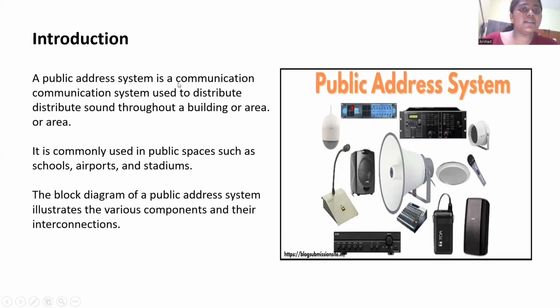A public address system is a communication system used to distribute sound throughout a building or area. It is commonly used in public spaces such as schools, airports, and stadiums. The block diagram of a public address system illustrates the various components and their interconnection. So these are the visual representations like speakers, mics, and everything. These are the equalizers, stabilizers.